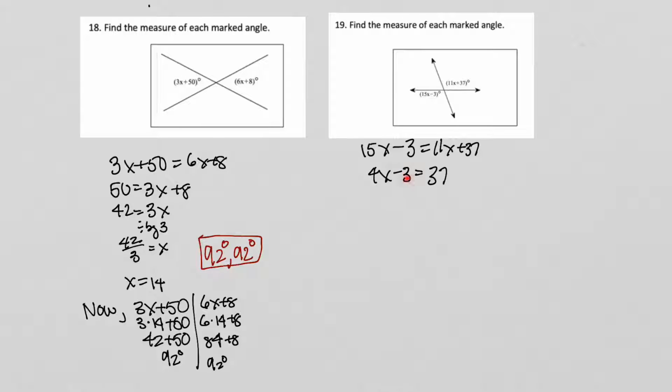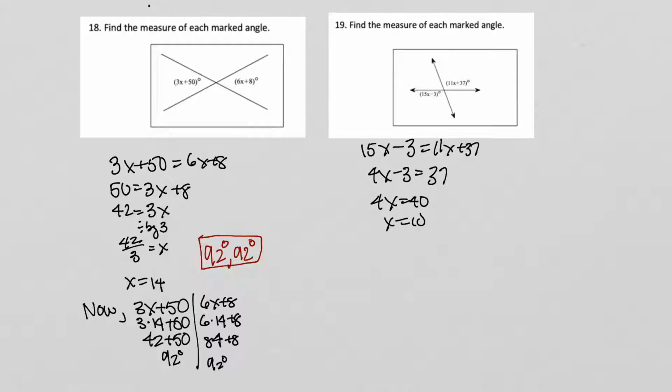Now, let's add 3, then we'll divide by 4. So if I add 3, I'll get 4x equals 40, x equals 10. And now, let's put that 10 back in here, or here. We'll put them into both just to check, because they should be equal.